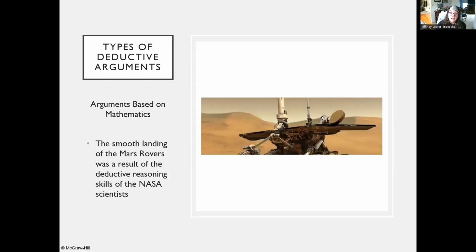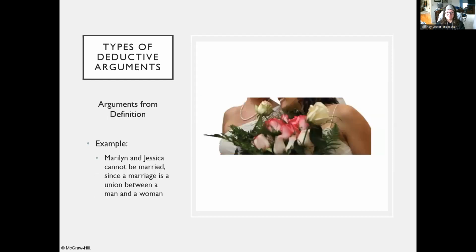All right. Arguments based on mathematics. So something like the Mars rover landing was a result of deductive reasoning skills of NASA scientists. So they're using deductive reasoning and mathematics to ensure that the Mars rover had a smooth landing. All right, so these skills come into play all over the place. Arguments from definition.